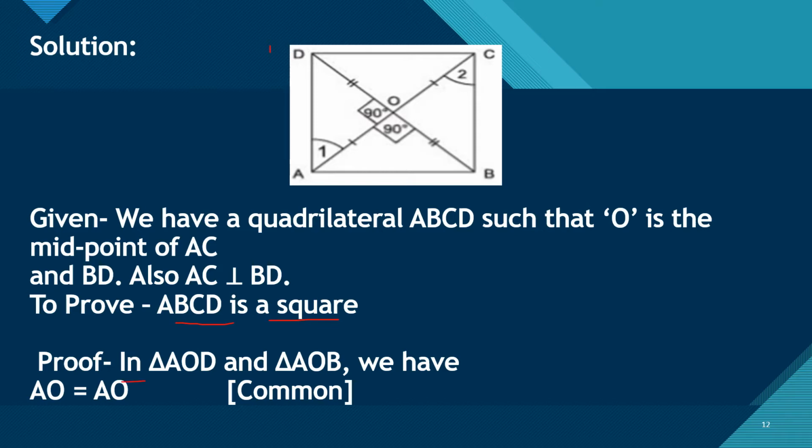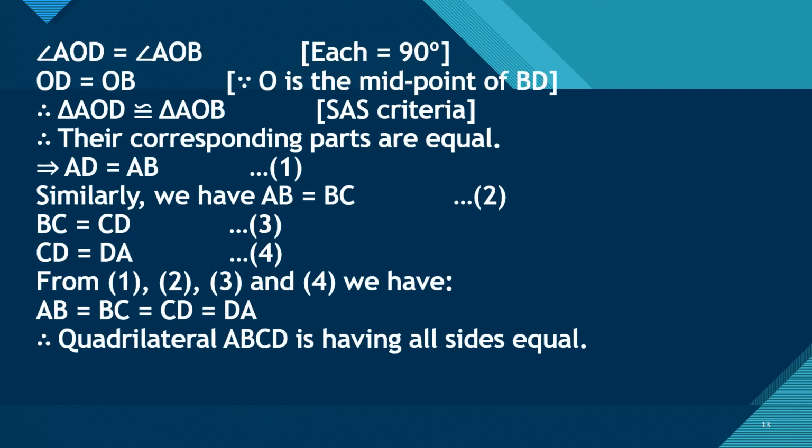Proof: in triangle AOD and triangle AOB, we have AO equal to AO, common. Angle AOD is equal to angle AOB, each 90 degrees. OD is equal to OB, therefore O is the midpoint of BD. Therefore triangle AOD is congruent to triangle AOB by SAS criteria. Their corresponding parts are equal. So AD is equal to AB.